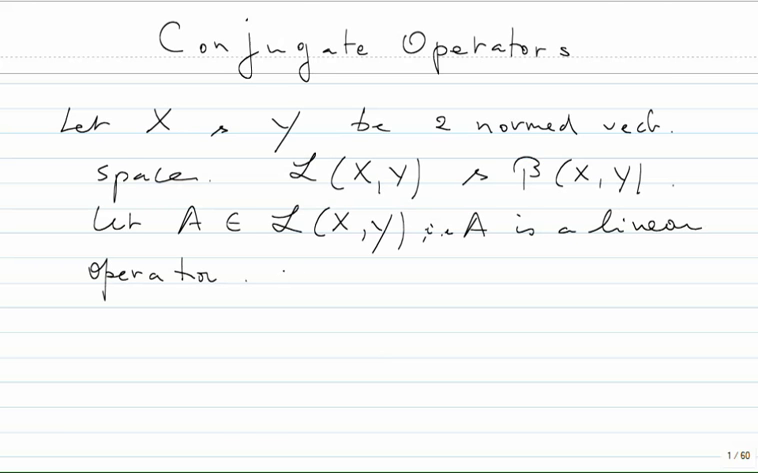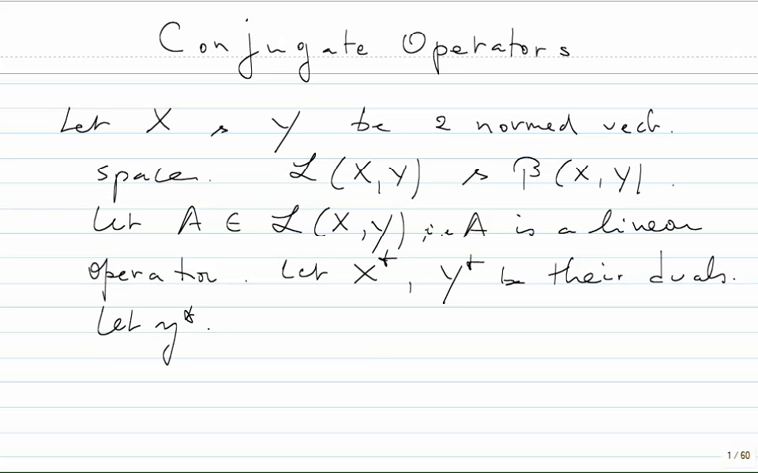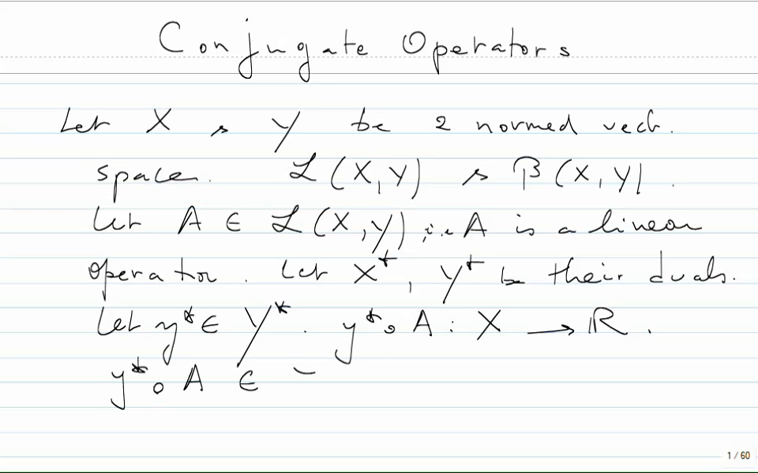Okay, and now let X star, Y star be the duals of X and Y respectively. Let y star belong to Y star. So this is a continuous linear functional. It goes from Y to R. So now if we take y star composed with A, it goes from X into R. So clearly, y star composed with A belongs to L(X,R). So it is a linear function on X, but what's lacking is to be in the dual, to be continuous.